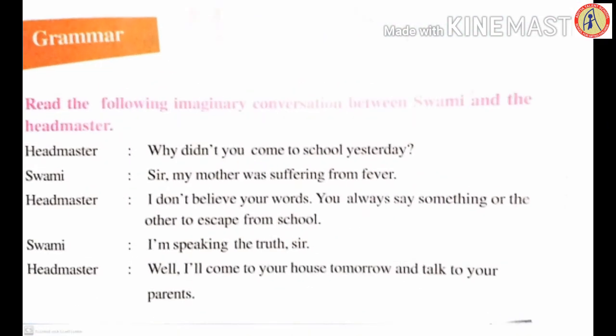Okay, children. Now coming to our textual part. Hope you can do it now. So first one, page number 53. Read the following imaginary conversation between Swami and the headmaster. See the conversation between the both.